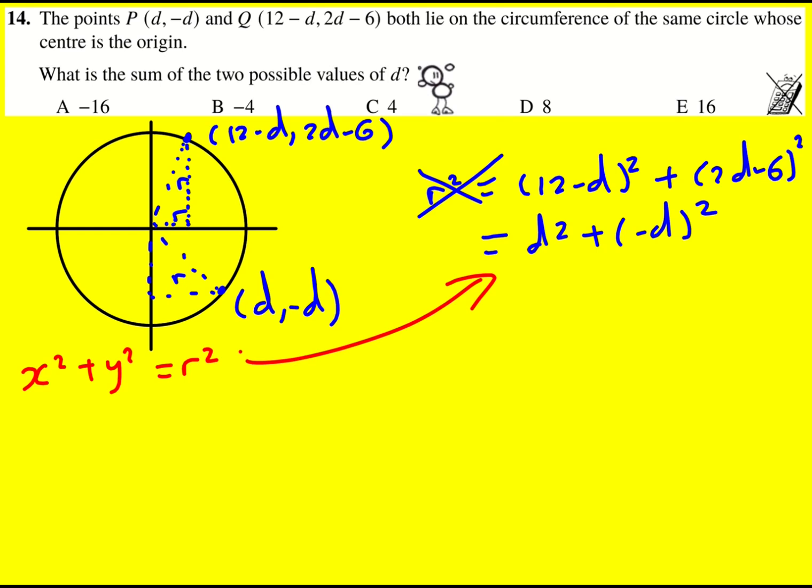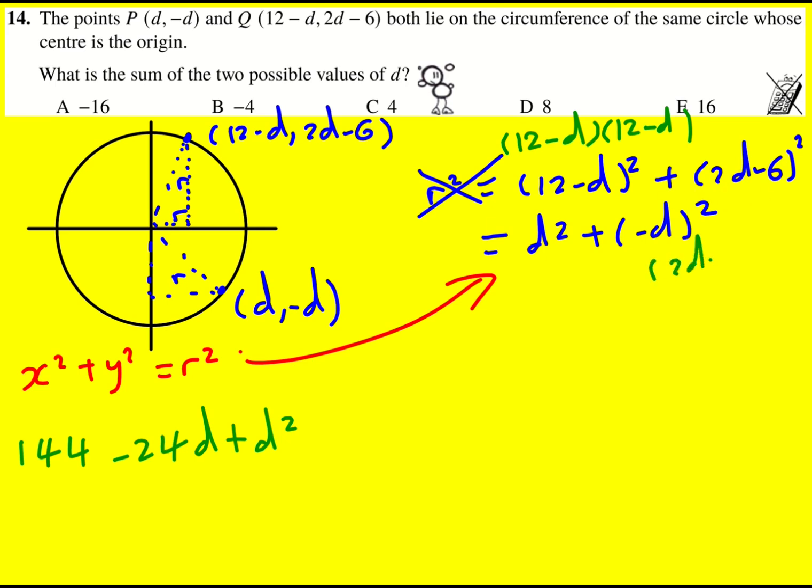Right, so got to deal with this quadratic now. This is actually a double bracket, 12 minus d times 12 minus d. So I'm going to get 144, then minus 12d minus 12d, minus 24d, plus d squared. Okay, that's that first bracket. Over here, I've got 2d minus 6 times 2d minus 6. So I get 4d squared minus, again, minus 24d again, plus 36. And that is going to equal d squared plus d squared.